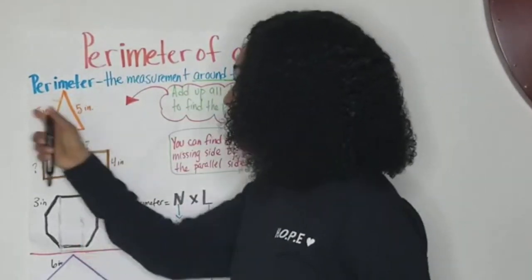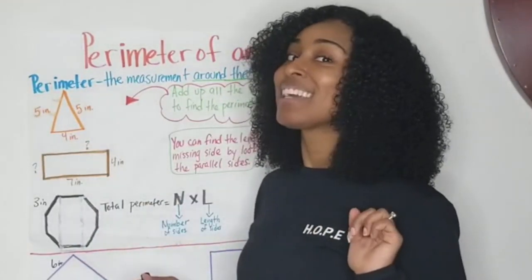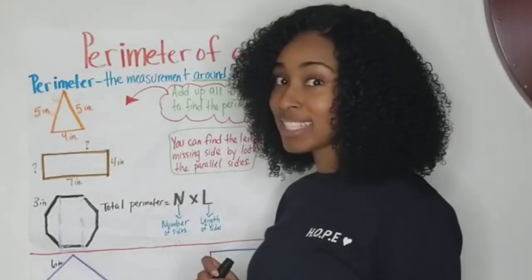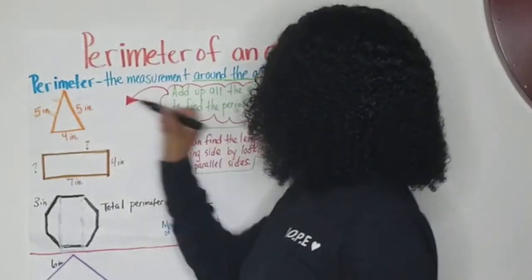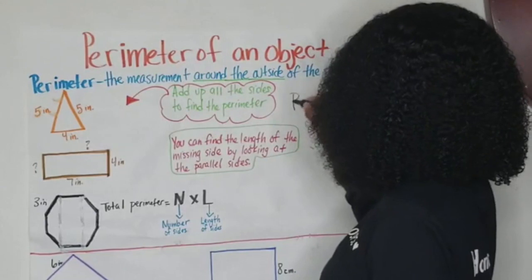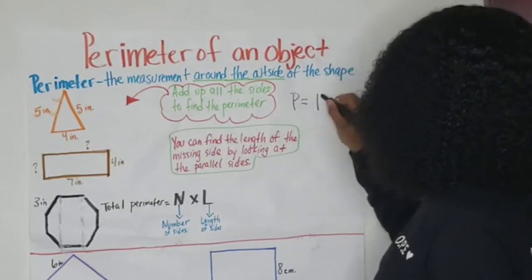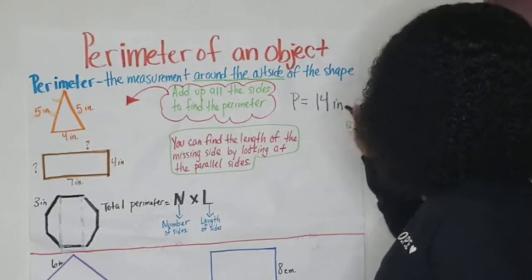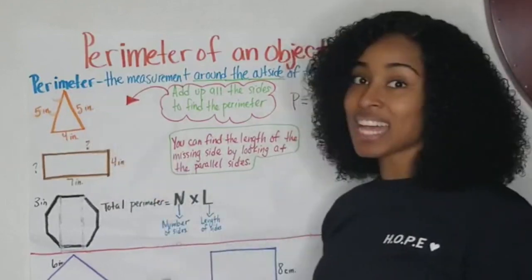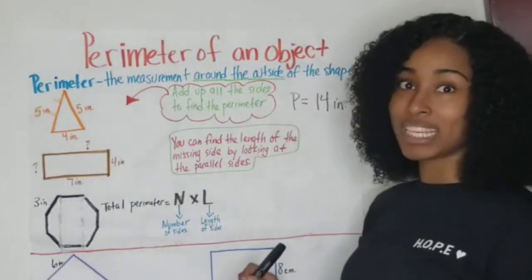Now, I see 5 and 5. 5 and 5 make 10. And 10 plus 4 is 14. Good. So I know that the perimeter for this one equals 14 inches, because I added up all the sides.